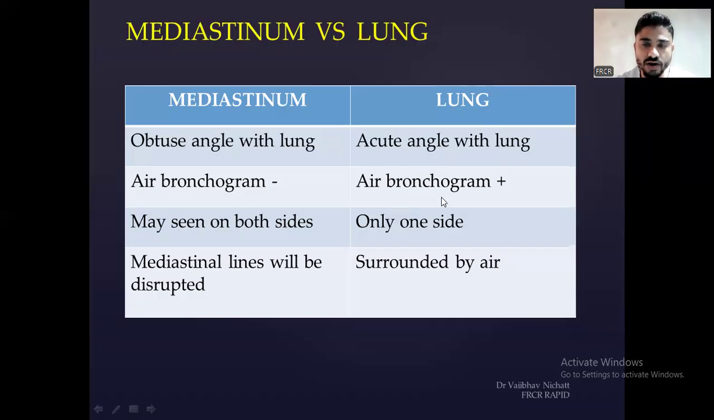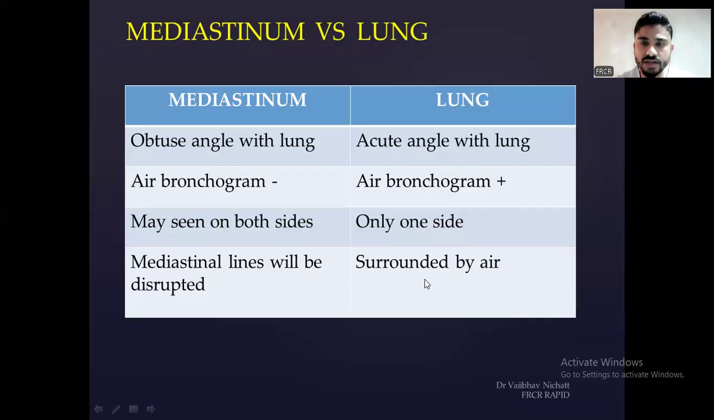If you see air bronchogram within the mass, then that is predominantly a lung origin mass. If there is no air bronchogram, then you can say that this might be arising from mediastinum, if it follows the previously described features. Okay. Mediastinal masses are mostly seen on both sides, while lung masses are usually on one side, and mediastinal masses will cause disruption of the mediastinal lines. So what are the mediastinal lines? The anterior junction line, posterior junction line, azygoesophageal recess. If you have any disruption of those lines, then it will be of mediastinal origin.